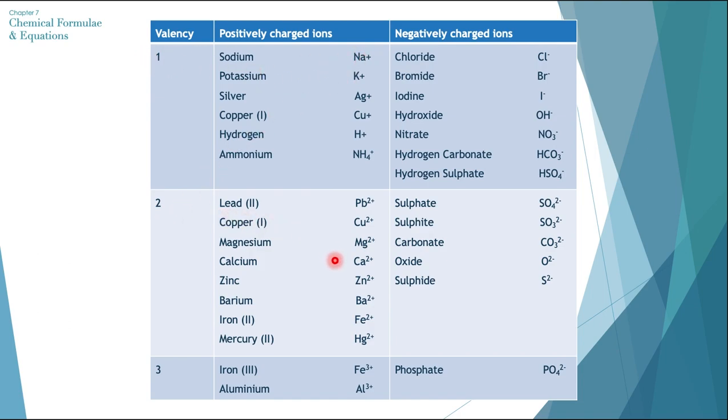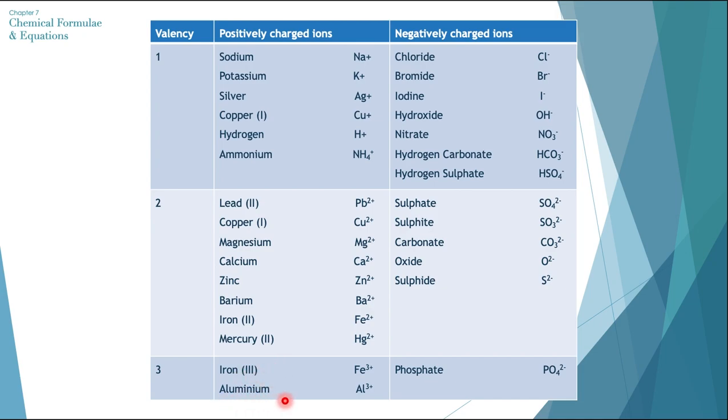Then we have the positive charged ions which have a valency of 2. Two positive charges, which are lead, copper, magnesium, calcium, zinc, barium, iron, and mercury. They all have 2 positive charges. Then we have the ions with 3 positive charges. These are very less, really rare.